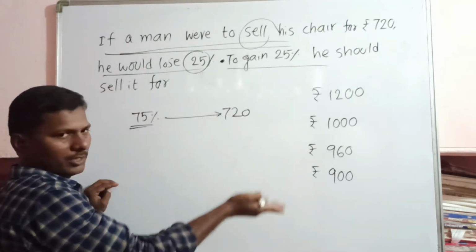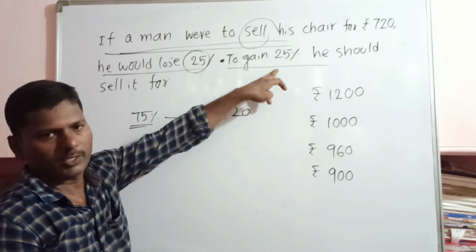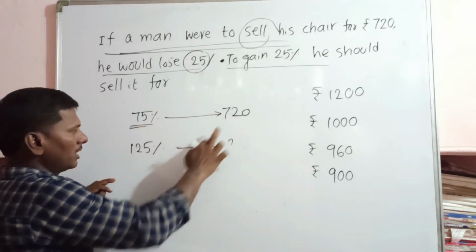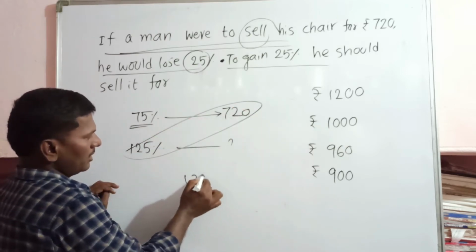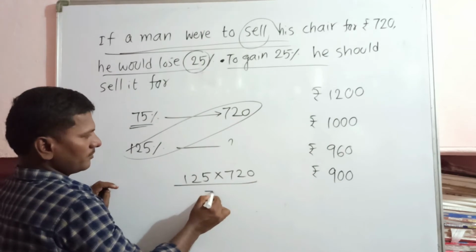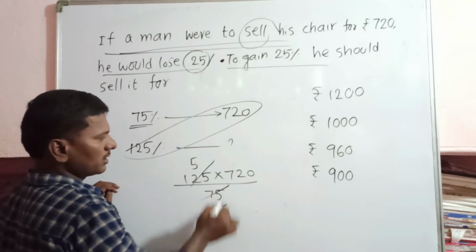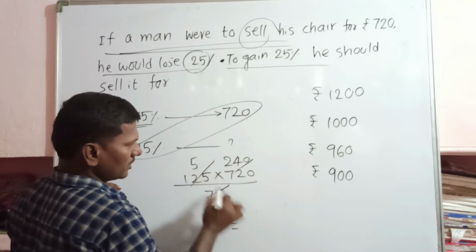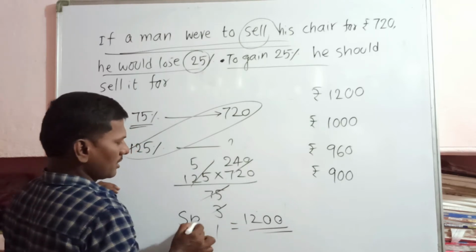To get a 25% gain, we have to sell it for 125%, that is 100 plus 25. If 75% value is 720, then what is the 125% value? Take diagonal elements in the numerator: 125 into 720 by 75. 25 fives, 25 threes. 3 ones, 3 twos are 6, 3 fours are 12. By multiplying these two, 5 fours are 20, 5 twos are 10 plus 12. So the answer is 1200.